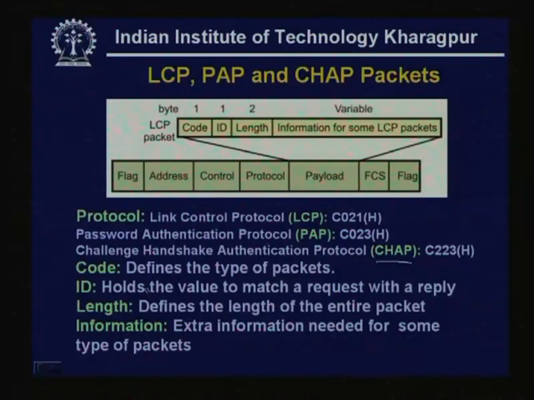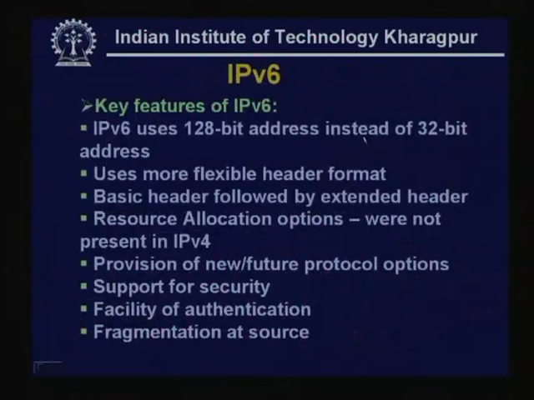And the payload has different codes for different functions, an ID which holds a value to match a request with a reply, a length, and the information, which is extra information needed for some types of packets. So, this is how the different packets can be put in the payload of the HDLC frame.